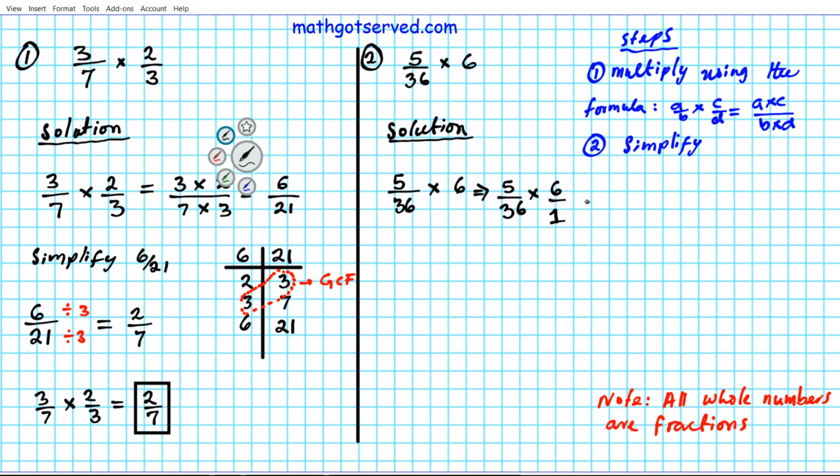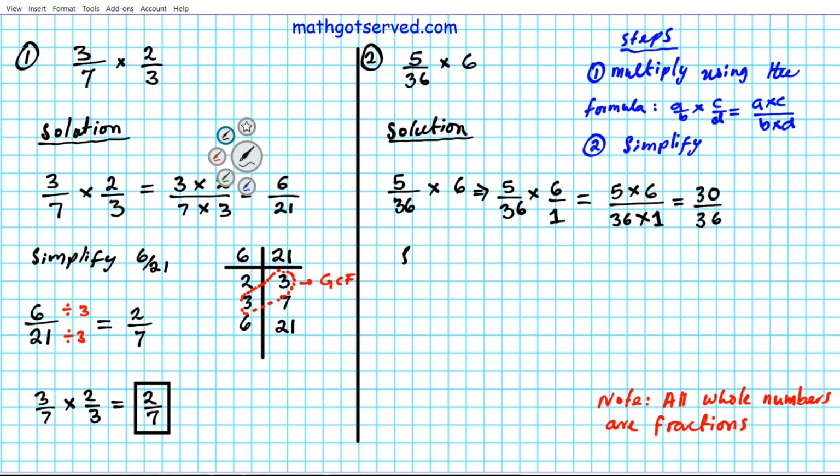So if you're multiplying two fractions, a over b times c over d, what do you do? Numerator times numerator, 5 times 6, divided by denominator times denominator, 36 times 1. Okay, just multiply horizontally across. What do we get? 5 times 6 is 30. 36 times 1 is 36. We're done with step 1.